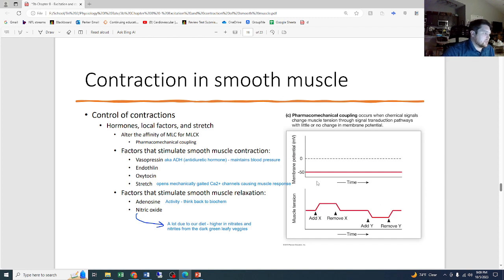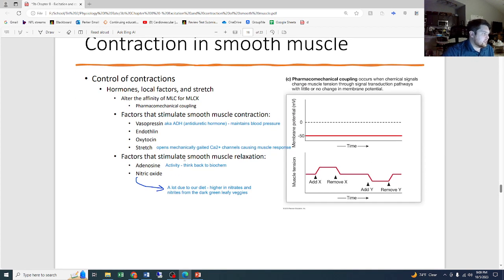Can change the muscle tension. We think adenosine is one of those. So these are ones that do contraction. The vasopressin is contraction. Oxytocin, uterine contraction especially. That's what we'll call a feed-forward loop. We talked a little bit about oxytocin in Biochem 1 as well.